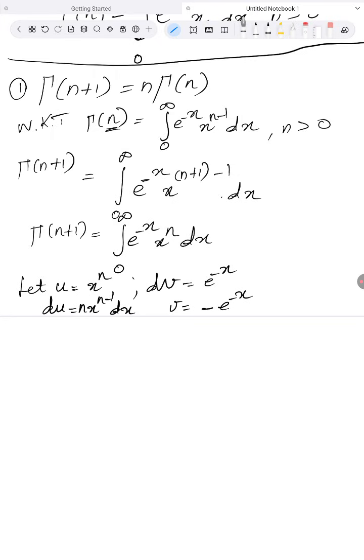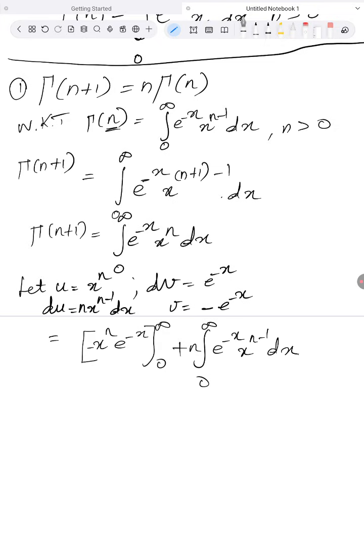When we check the limit values, when x is equal to 0, u is also 0. When x is equal to infinity, u is also infinity. So there is no change in limit values, and now we can directly use the formula. Therefore, it is equal to uv minus integral over v du, right? So u is x power n and v is minus e power minus x. Minus into minus will become plus, so we have n times the integral of e power minus x, x power n minus 1 into dx. n is a constant, so you take it outside.